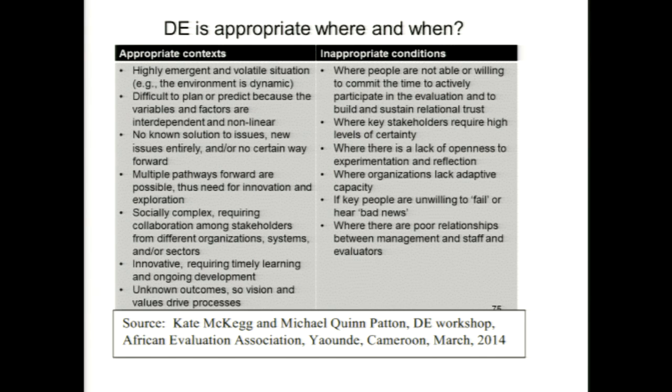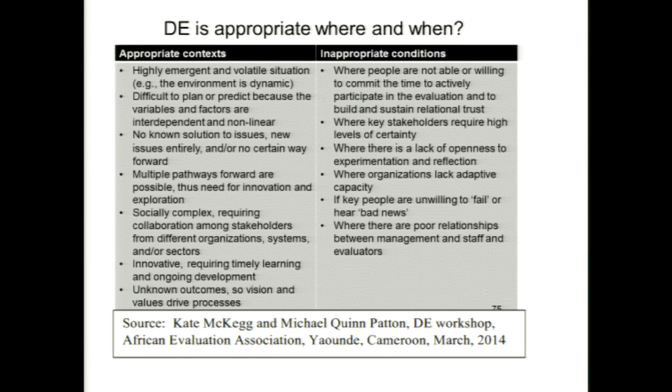Where key stakeholders require high levels of certainty. If someone says, well, I've got to have that outcome and that's the only outcome that I care about and everything else doesn't matter, well, that may not be the best way to do developmental evaluation because remember, outcomes are unknown.